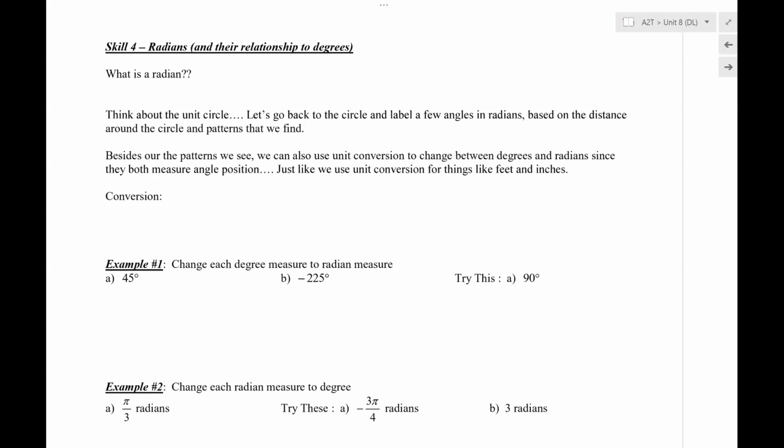Radians. You've heard it. Some of you have probably used it. But what is a radian? A radian has to do with the idea of taking a circle's radius and wrapping it around the perimeter of the circle. Okay, so there's a million different definitions.